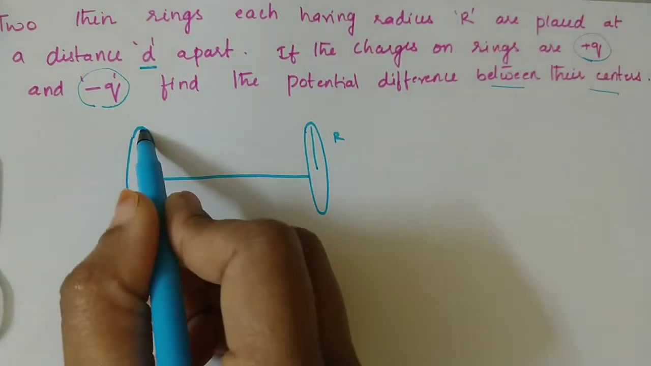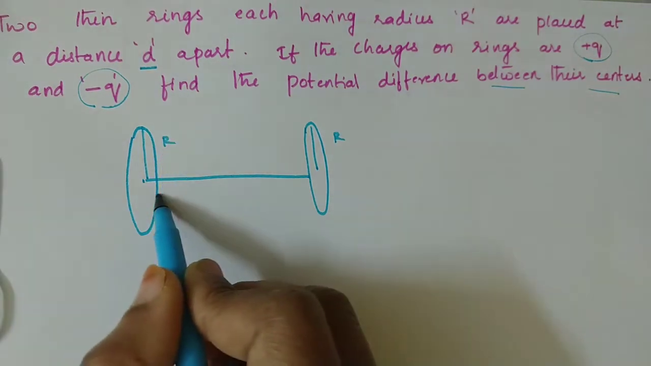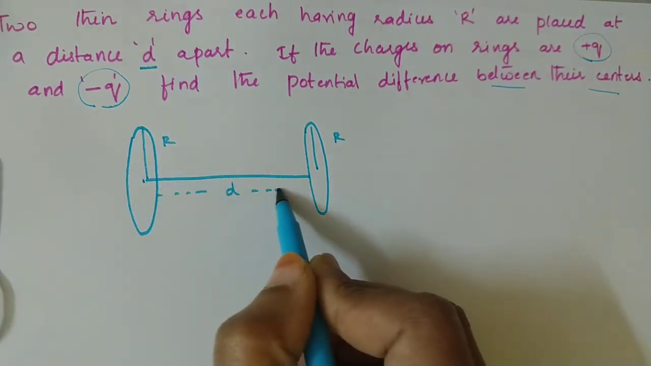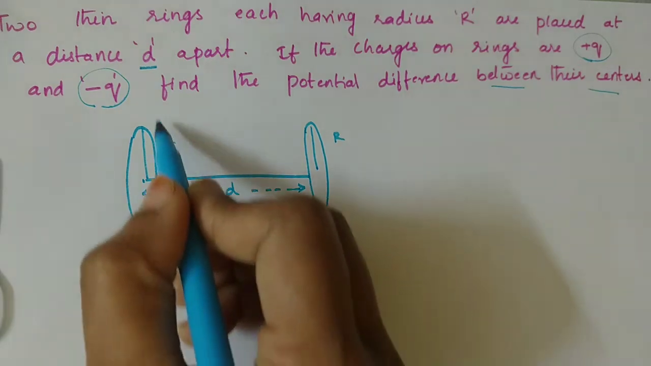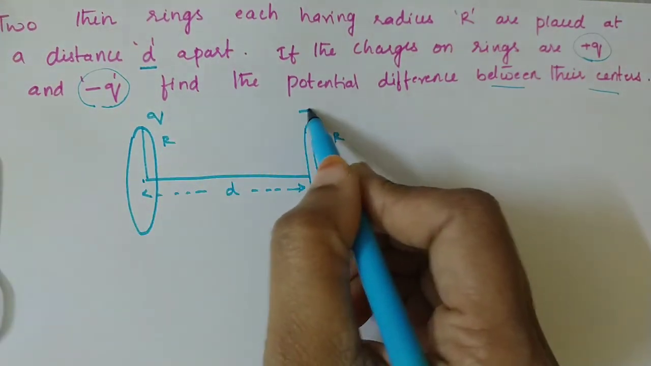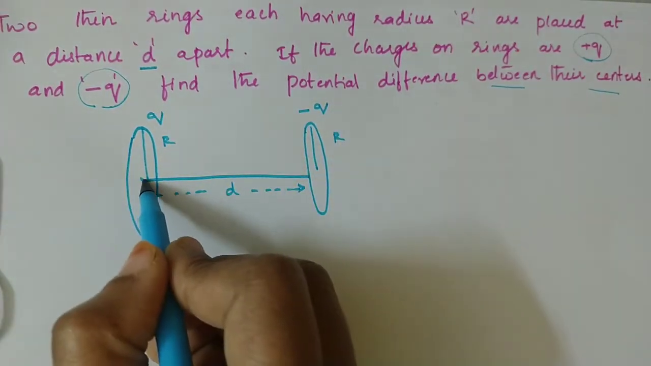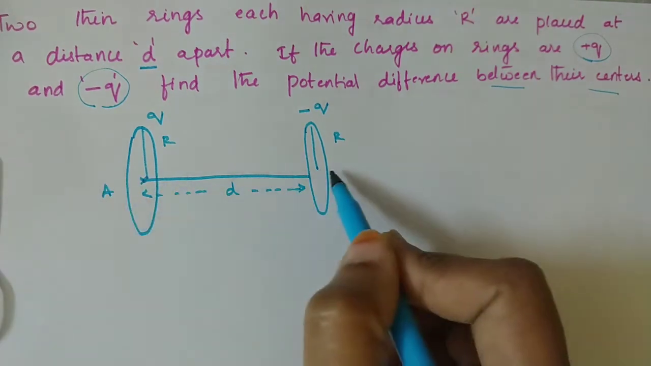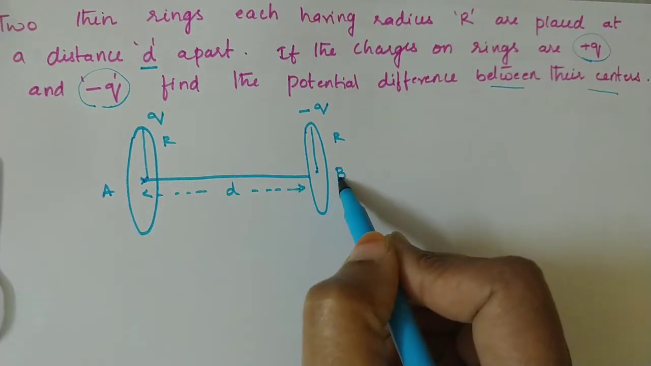Radius is R and R, and the distance between them is small d. First ring, if you are giving a positive charge, this is having a negative charge. I'll find potential at A as well as potential at B.